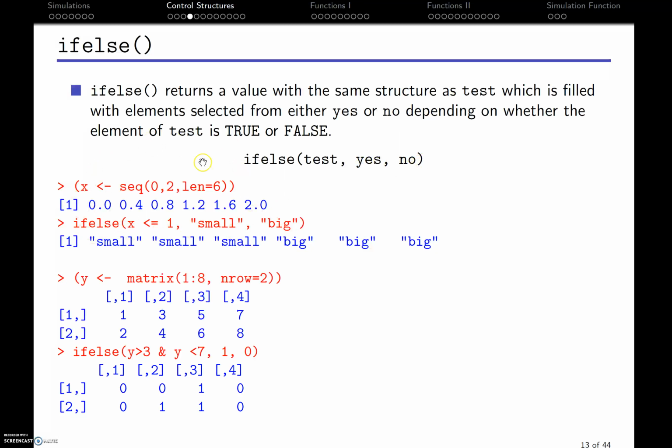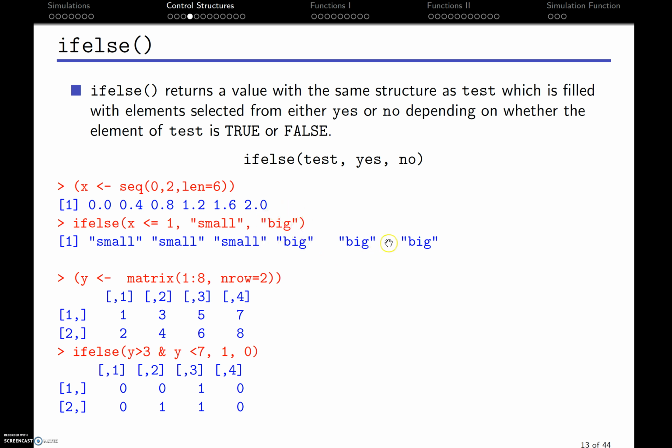So here we have a sequence, x, a vector. We're going to evaluate if x is less than or equal to 1. Notice that'll basically give you a cutoff here. So those first three are less than 1. And if they are less than 1, then we call them small.